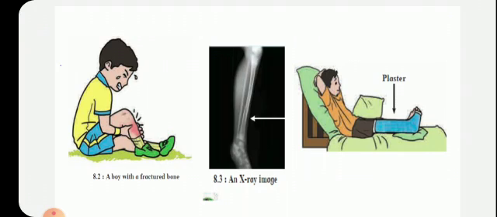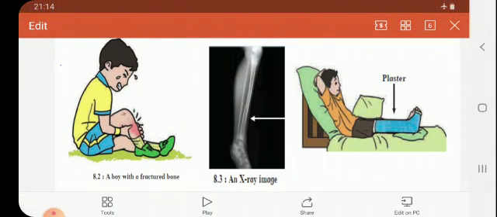What are the two symptoms of the fracture when we can say that the person is having a fracture? When the part which is broken has a continuous swelling, or immediately swells, and has unbearable pain, at that time we can say that the fracture of the bone has occurred. So what is done? At that time what is done?